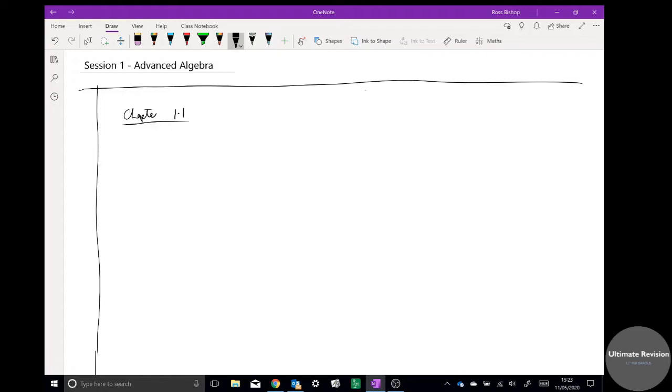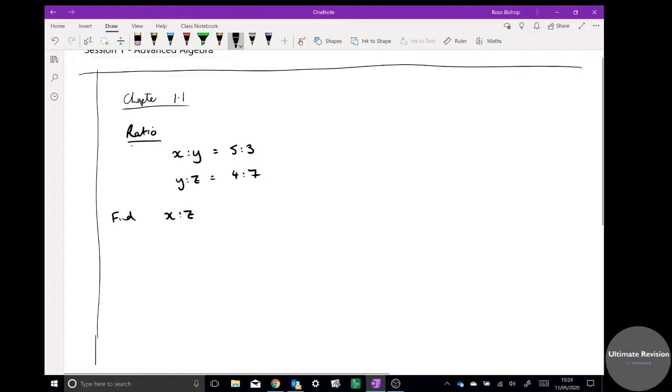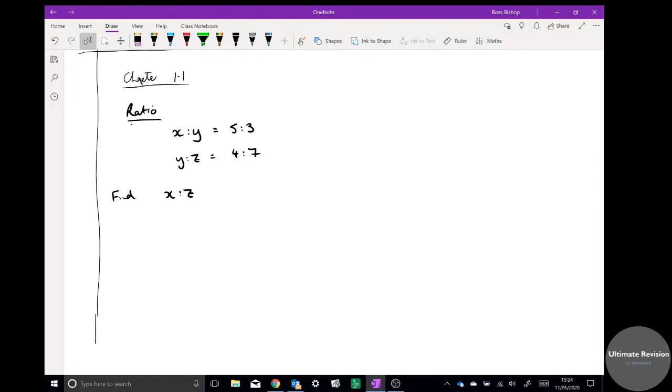So, the first example, looking at ratio. This is all stuff that could appear in the GCSE. It says the ratio x to y is equal to 5 to 3, and the ratio y to z is equal to 4 to 7. The question might be, find the ratio x to z. This is the sort of question you might be faced with.